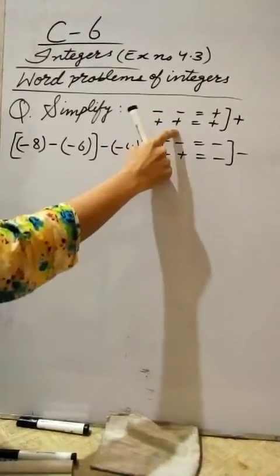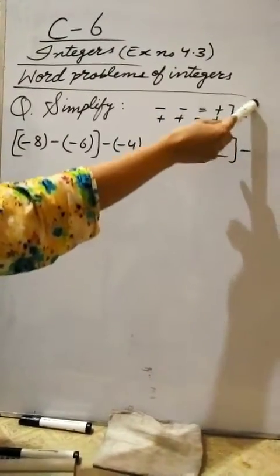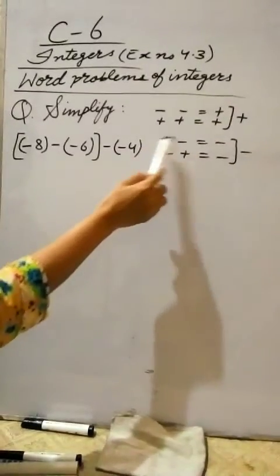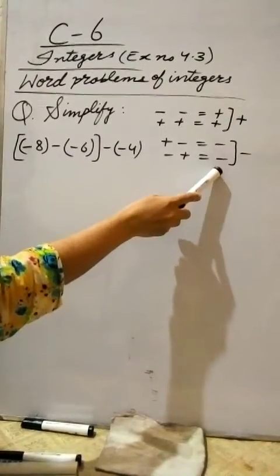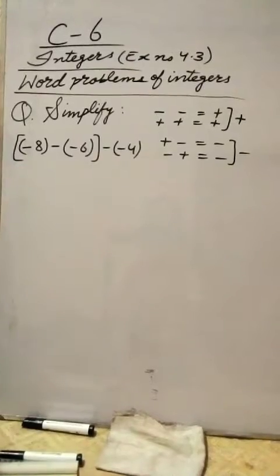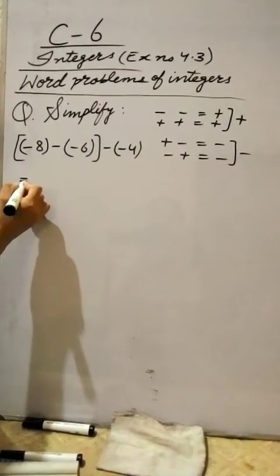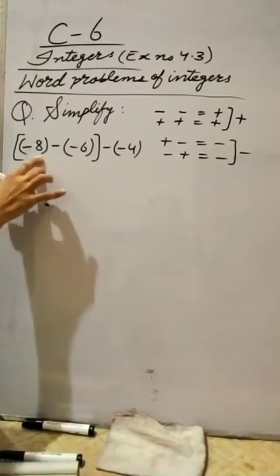When we have two same signs, the answer is always addition. You have to do addition. But when we have two opposite signs, we always do the subtraction. But how to simplify the question? First of all, you need to put the equality sign and always solve the brackets first.